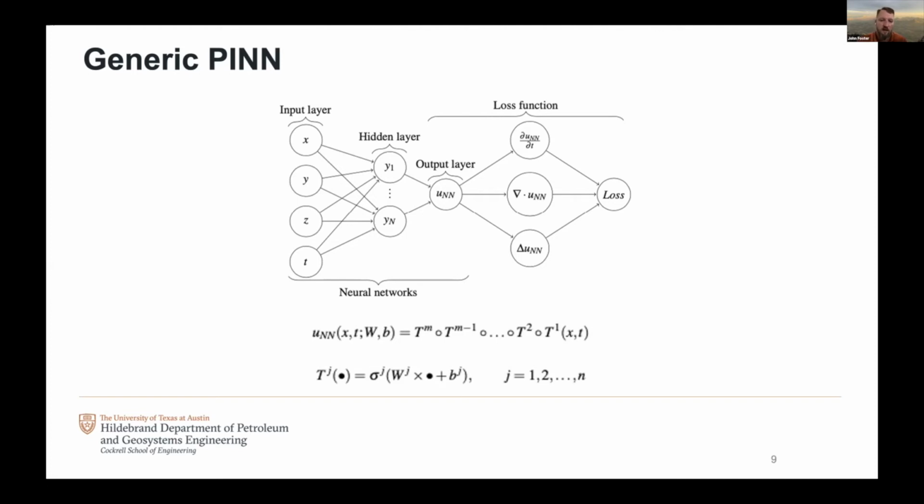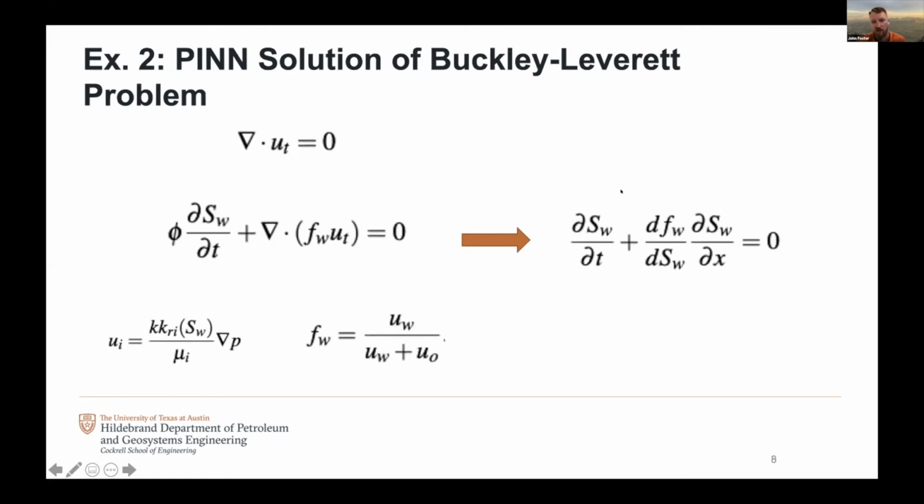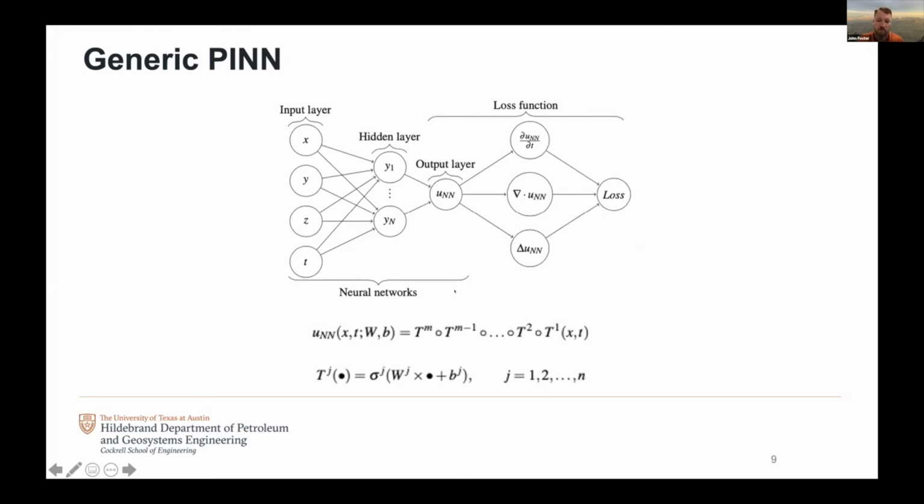So again, I described this earlier, but here we have our standard neural network on the left, the standard representation. But on the right, we differentiate the solution of the neural network and combine those to compute some loss function. In this case, the loss function is the balance law, right? So this term right here is included in the loss function, whereas the saturation is determined by a neural network, right?